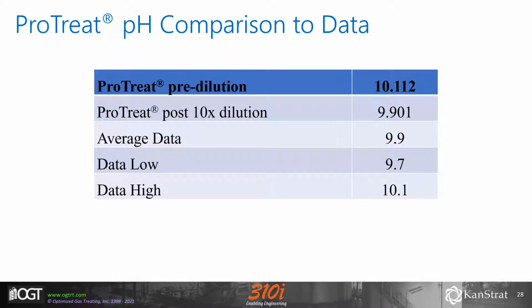This range is the pH range of the data from the round-robin testing. The range of pH readings you may have gotten from the vendor may be at different dilutions. ProTreat produced a pre-dilution pH close to the high range, but at 10 times dilution, the pH hits the average data point spot on.